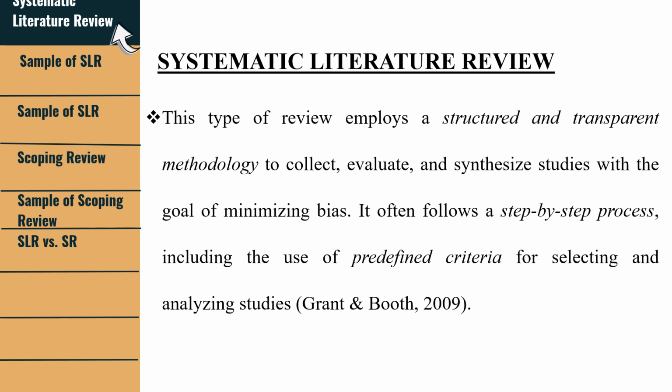According to Grant and Booth 2009, this type of review employs a structured and transparent methodology to collect, evaluate, and synthesize studies with the goal of minimizing bias. It often follows a step by step process, including the use of predefined criteria for selecting and analyzing studies. So, in short, in systematic review, you use structured, rigorous methods to answer a specific or focused research question by setting predefined criteria or a step-by-step process.